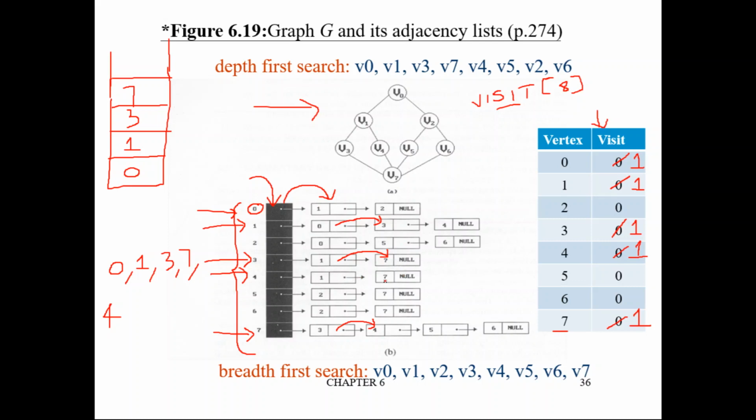Next, 1 is pointing to where? 7. Is 7 visited or not? Yes, visited. Then go to the next of 7. But what is the next of 7? Null. Okay, this is the third case. You see, we are discussing 3 cases. This is the third case.